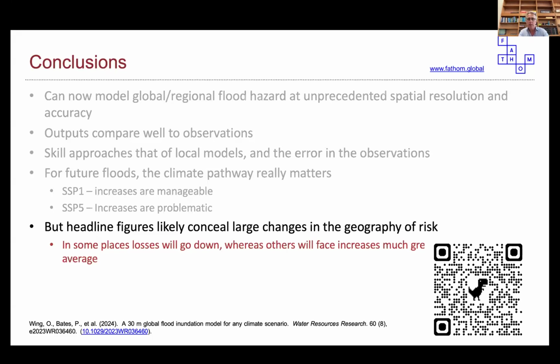So anywhere where you have national or global scale decisions or portfolios to evaluate, these models really start to come into their own. They're the only way that you can address those problems.